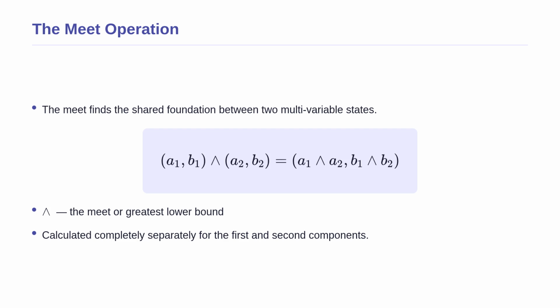It is the exact mathematical equivalent of finding the shared foundation or overlap between two different multivariable states. If a variable in the starting pairs decreases, the resulting meet will also decrease or remain unchanged.